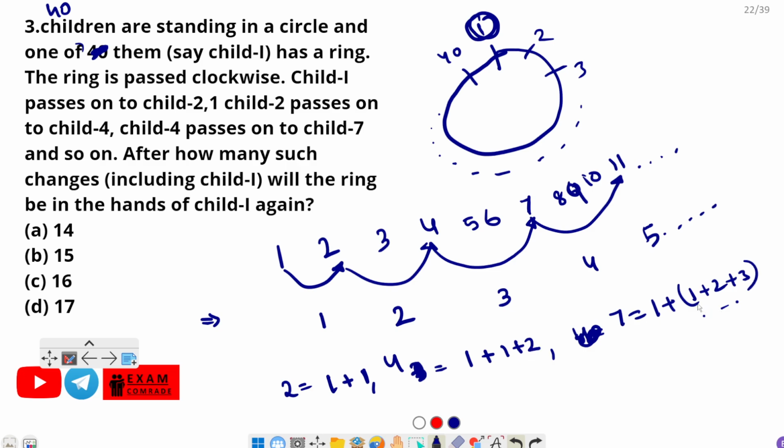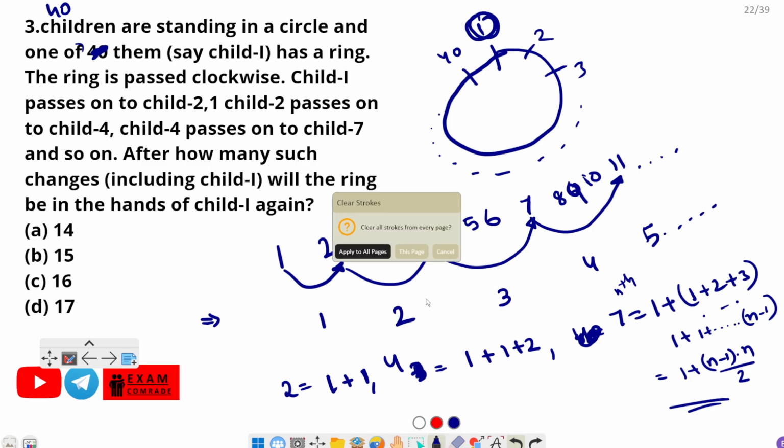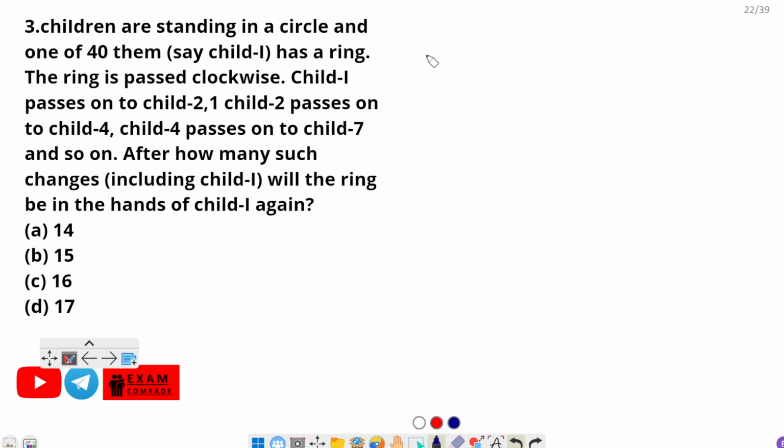Okay, so this can be written as: 7 is the fourth term, so we are adding up to n minus 1. This is 1 plus 1 plus 2 and so on up to n minus 1. So this can be written as 1 plus (n minus 1) into n by 2. So the nth term of this sequence can be written as 1 plus n into (n minus 1) by 2.